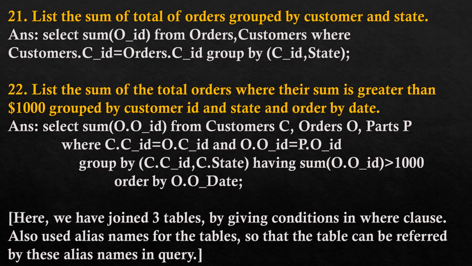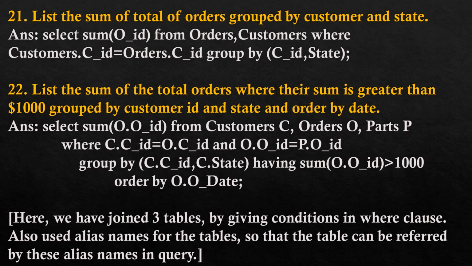Now list the sum of the total orders where their sum is greater than $1,000 grouped by customer ID and state, ordered by date. So here you can see you have to fetch data from all the three tables. So all the three tables are involved here, so we have to join these three tables. So how to join? You have to give the equality conditions. That means there must be some columns which are referring to a column of the other table. So we have to find out that column, and based on that we have to give the join condition.